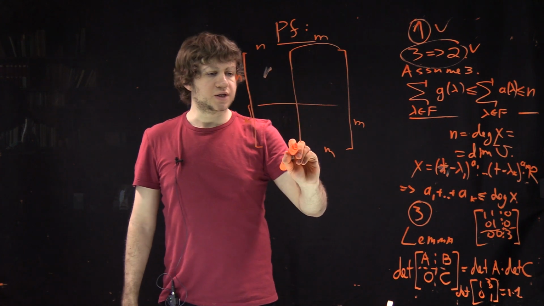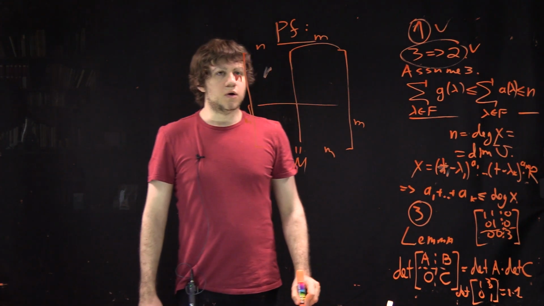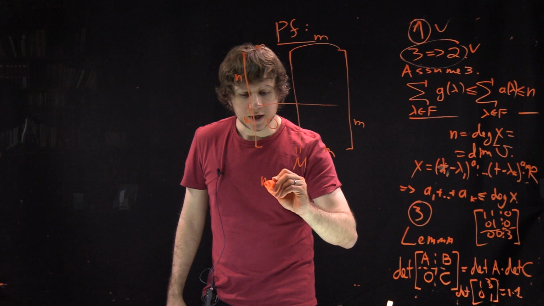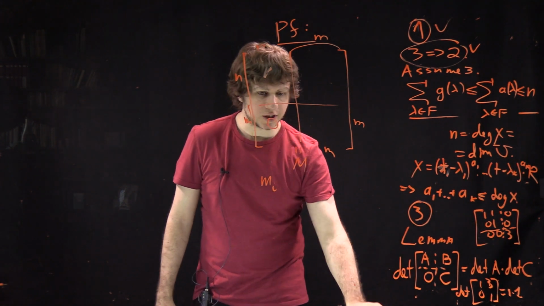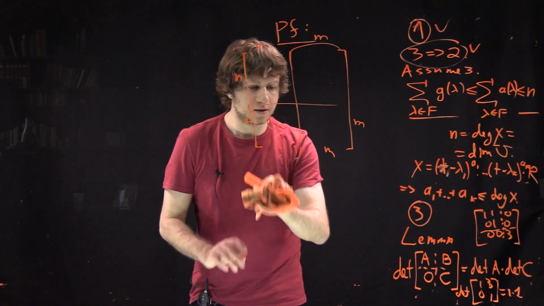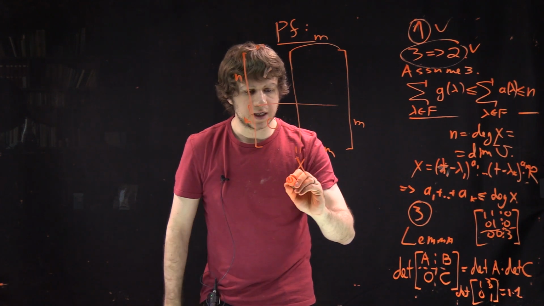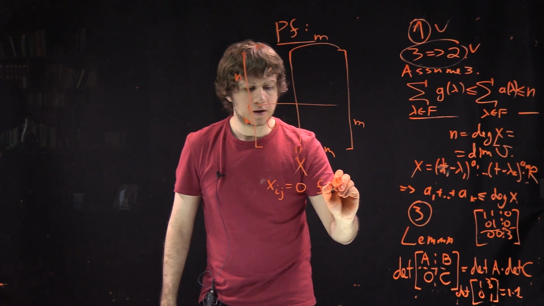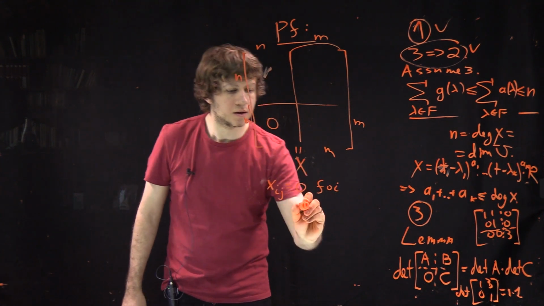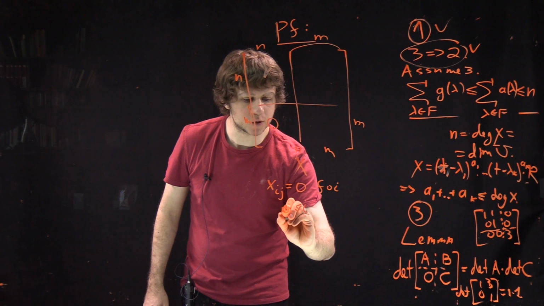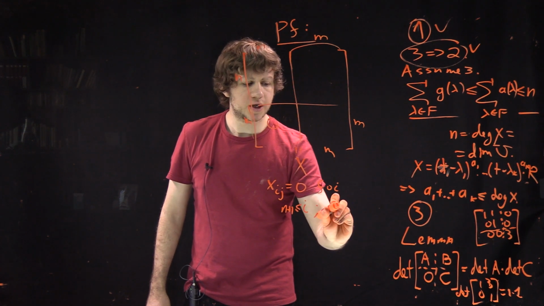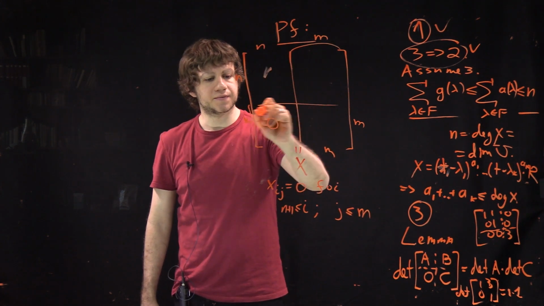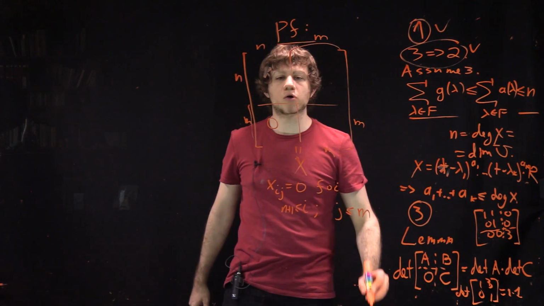Let me call the whole matrix M. So we know that everything here is equal to 0. What does it mean? It means that M_ij, sorry, that's a bad notation. Let me call this matrix X. So we know that X_ij is equal to 0 for i greater or equal than n plus 1, and j less or equal than m. So these are exactly these guys. Under this assumption, I want to compute the determinant of this matrix X.